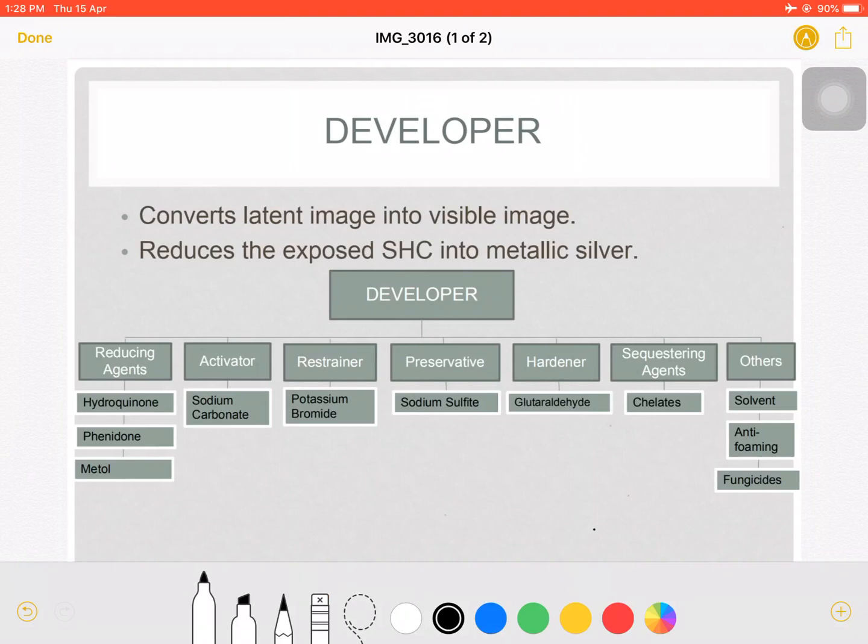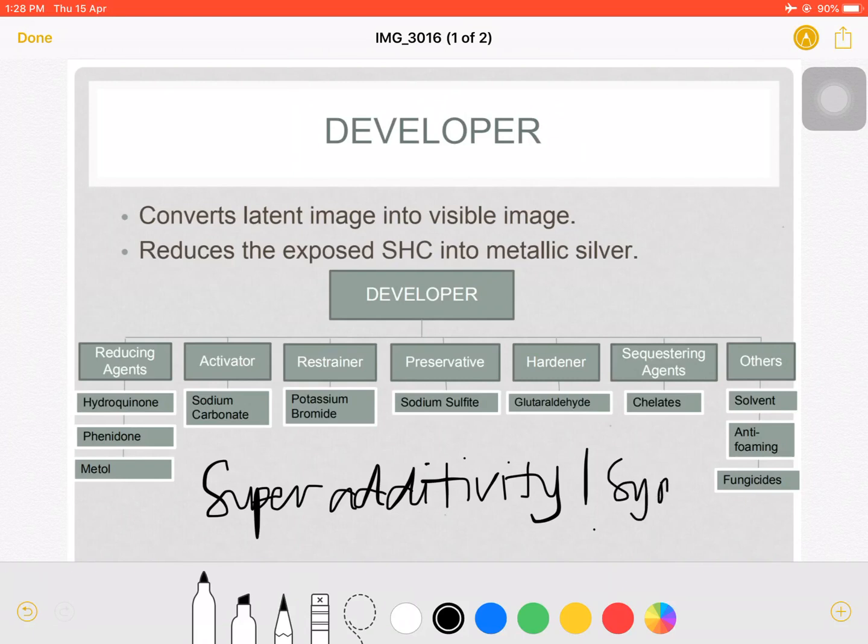Okay? So, meron tayong tinatawag na superadditivity or synergism. Okay, superadditivity or synergism. It is where the activity of each individual component of reducing agent in the solution is less than the activity when two components are combined. Or in short, 2 is better than 1. Ganan si superadditivity. Pinagsasama ang ating hydroquinone and phenidone para mas maganda yung magiging kakalabasan ng activity compared sa mag-isa lang sila.